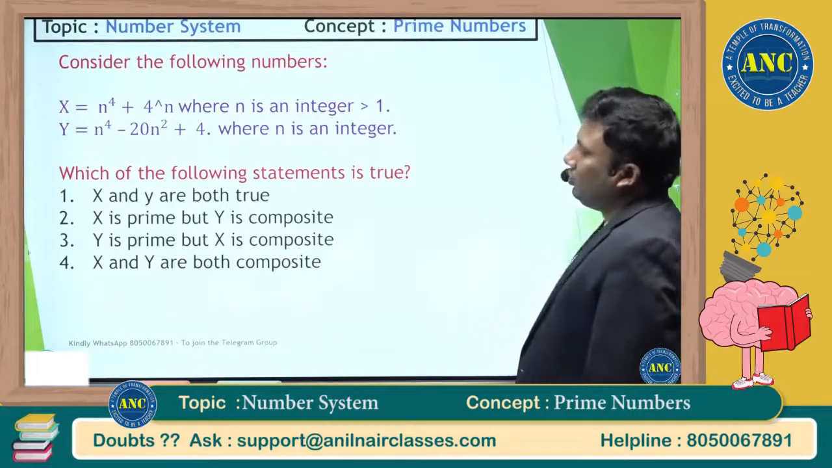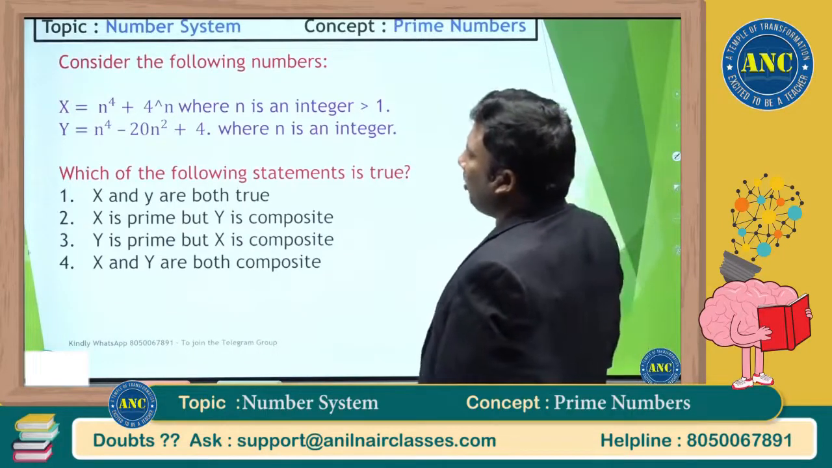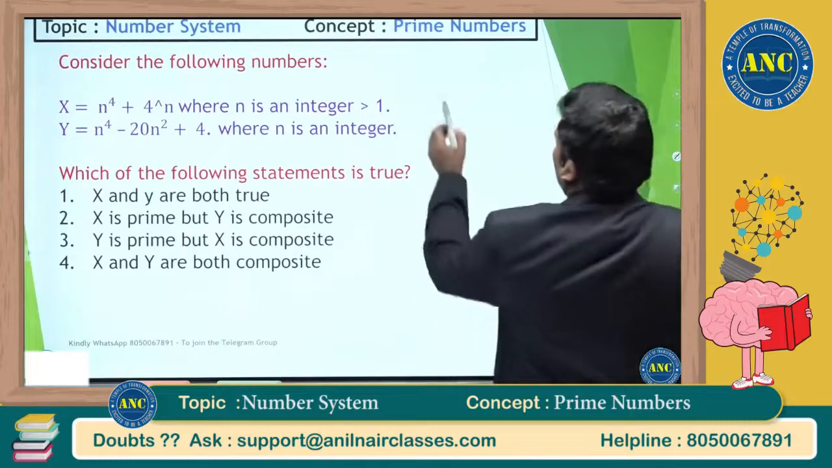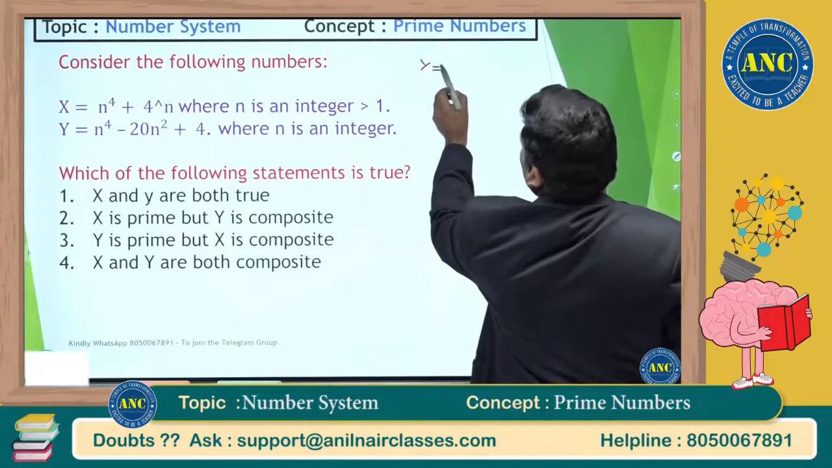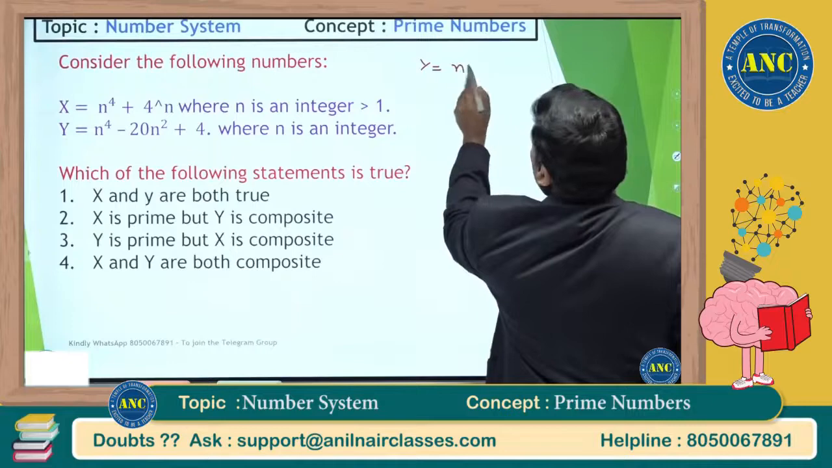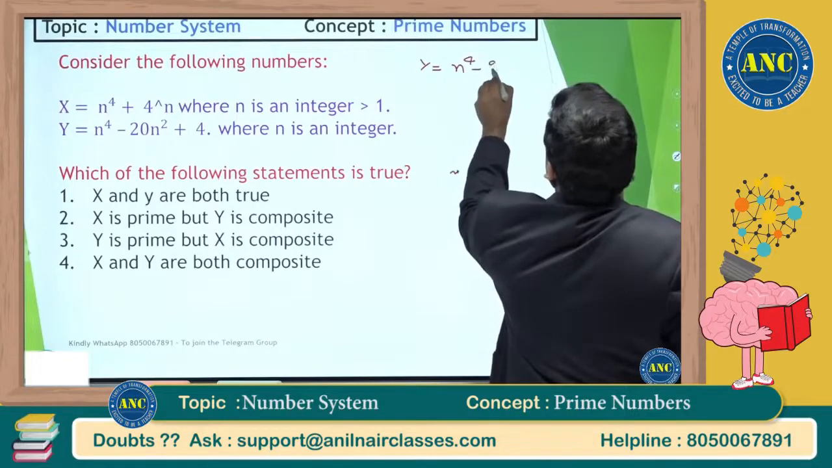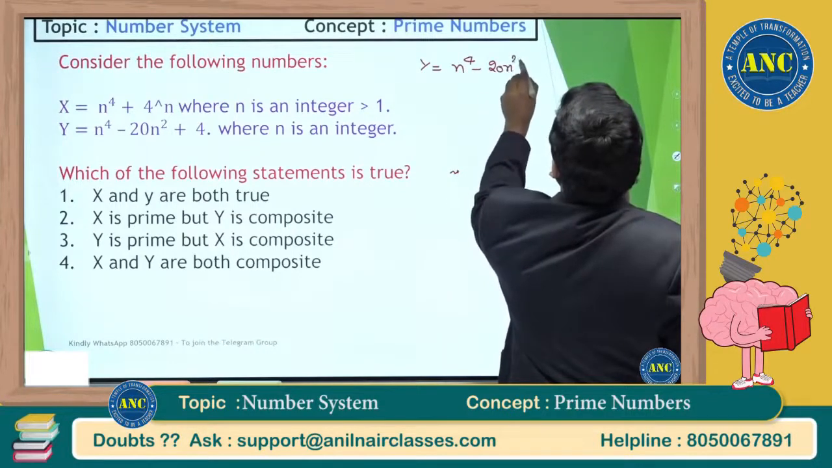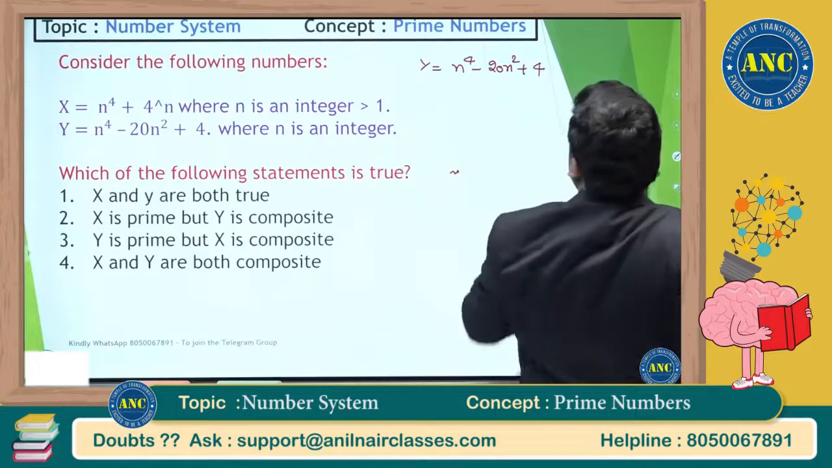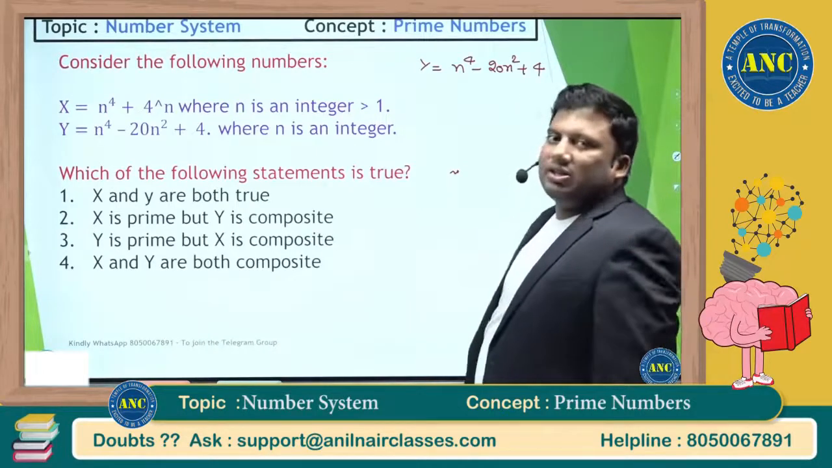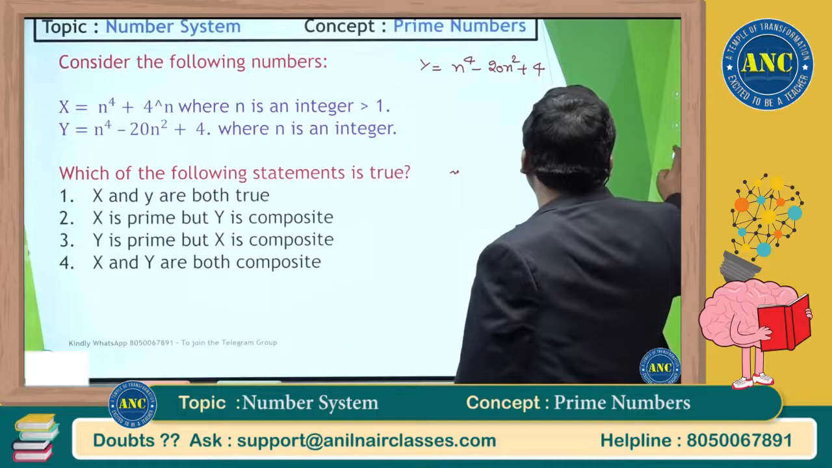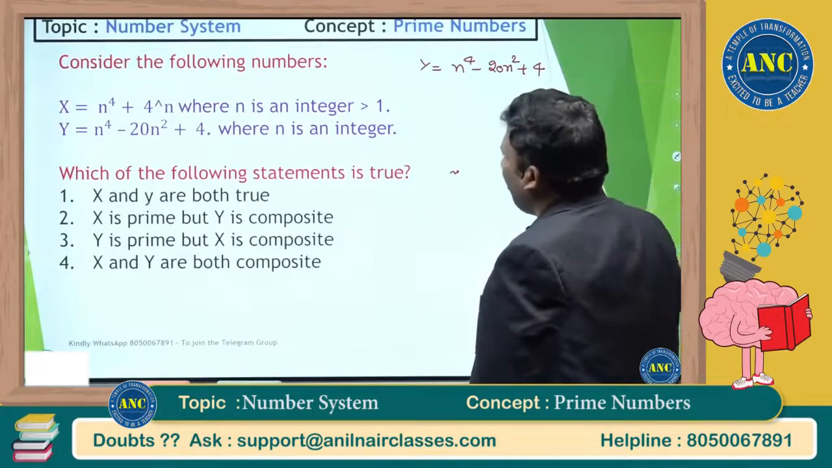X is equivalent to n power 4 plus 4 power n. Y is, first let me do y. What is the value? Y is n power 4 minus 20n square plus 4.